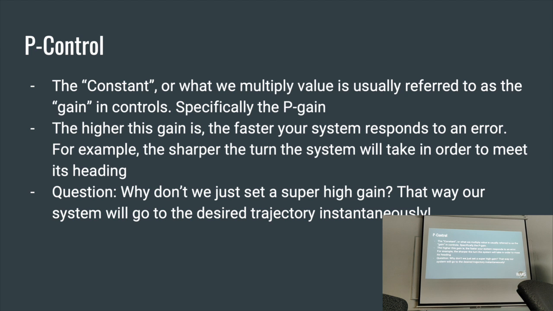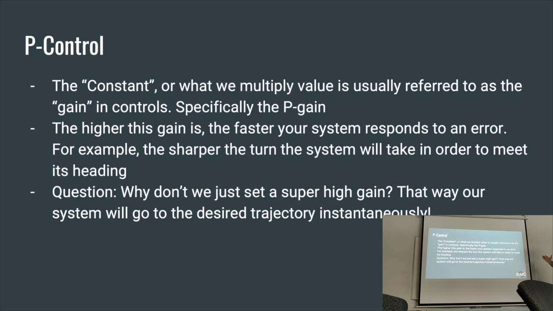So in my previous example, say I'm going north, I want to go west. My difference is 90 degrees. If my proportional gain was 0.5, I'd make my steering go 45 degrees in response to that error. If my proportional gain was 1, I'd make my steering go 90 degrees in response to that error, right? So you can kind of see intuitively that the higher the gain, the faster that the system will respond to an error. So the higher the gain, the sharper the turn the system will take in order to meet its heading objective.